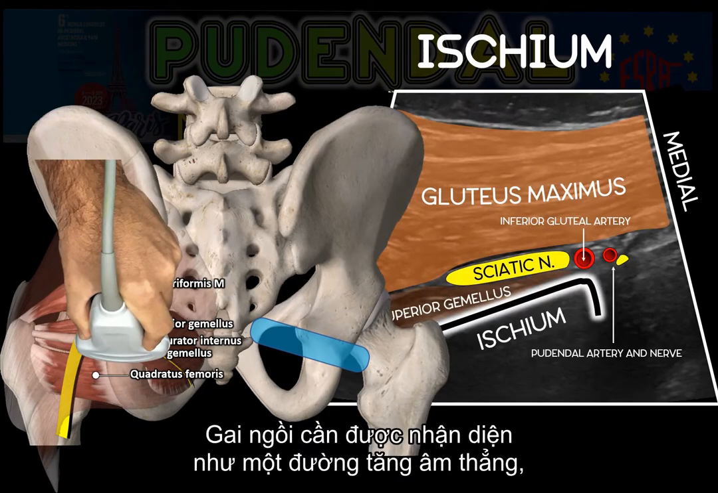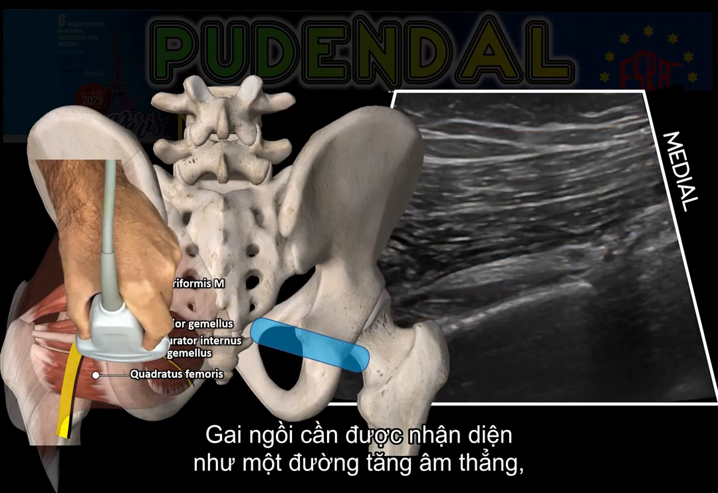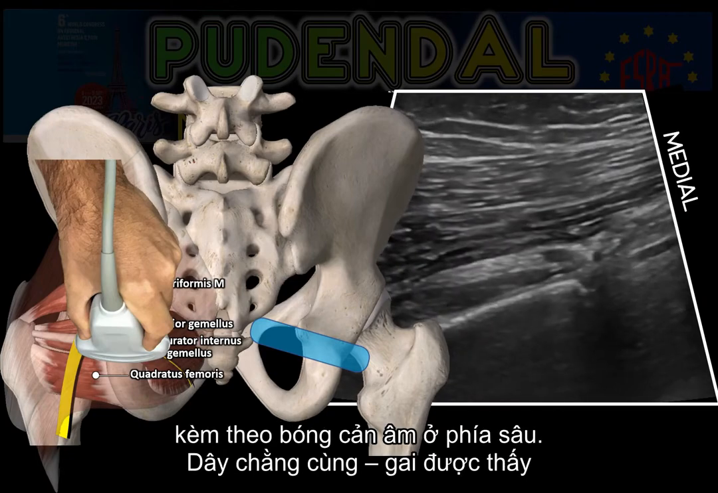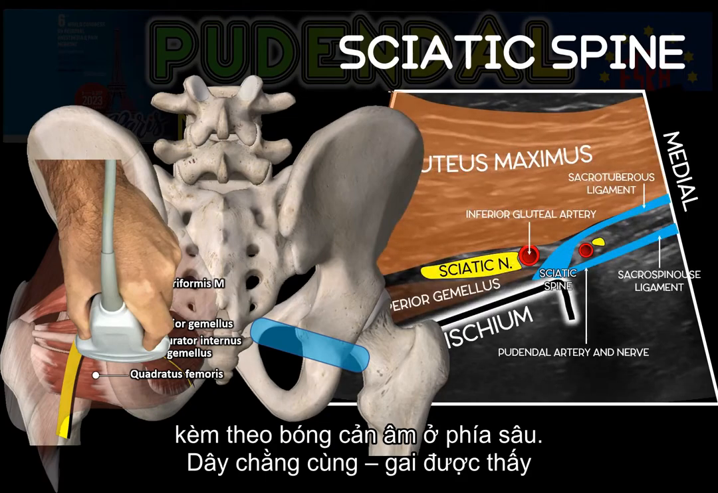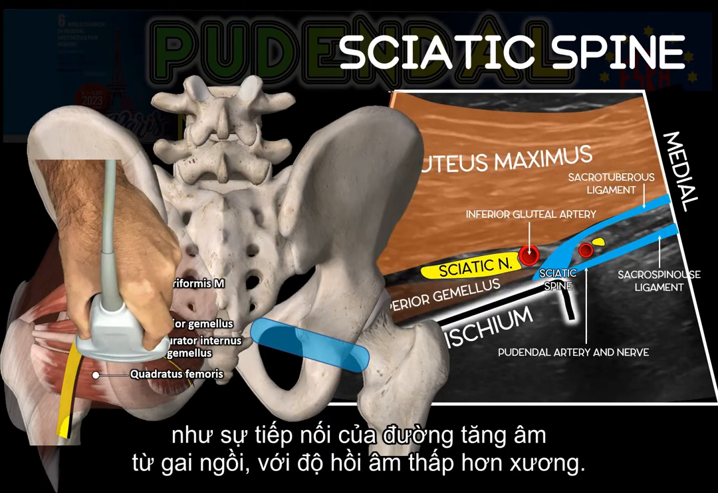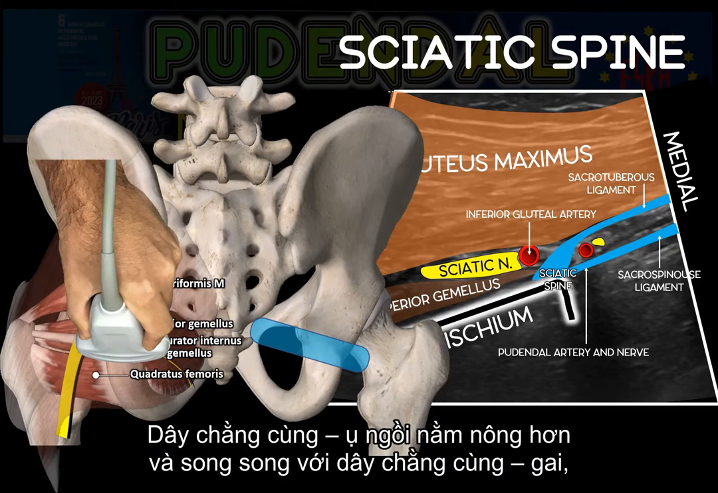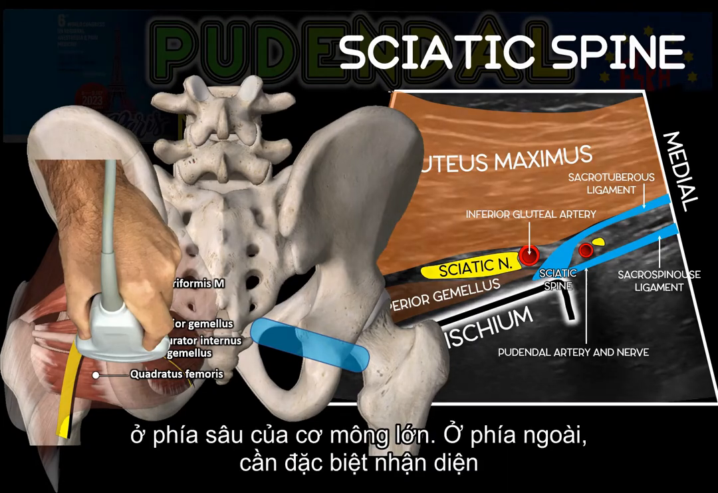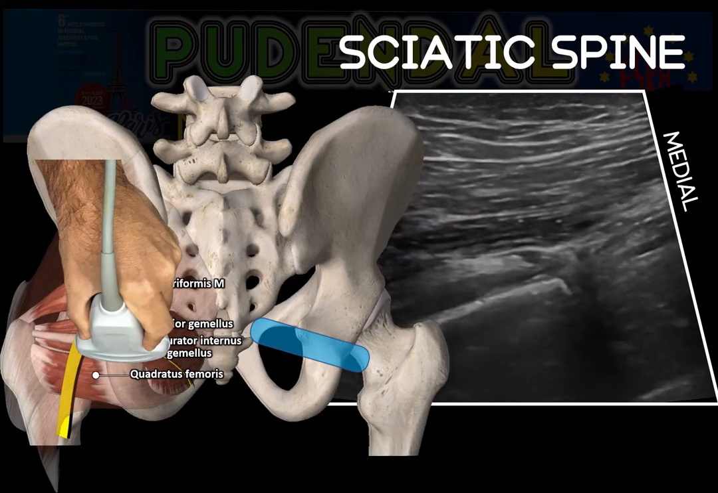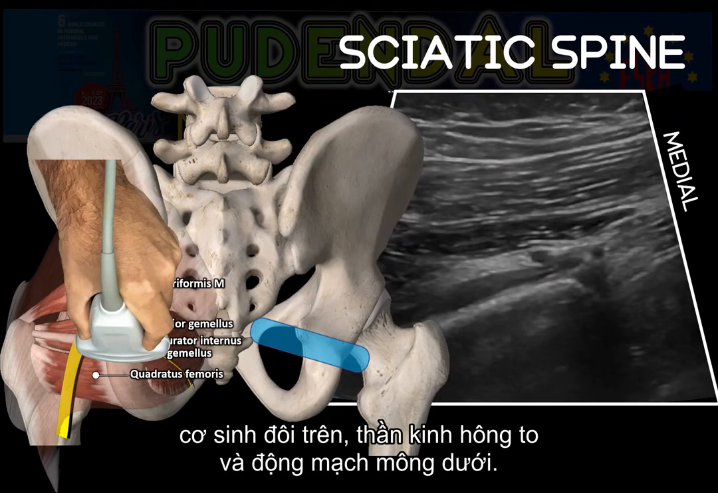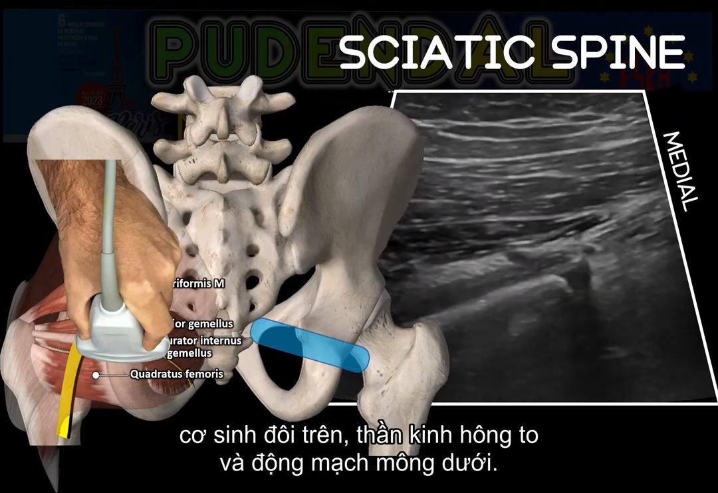The ischial spine must be recognized as a straight hyperechoic line with the acoustic shadow deep to it. The sacrospinous ligament is a continuation of the hyperechoic line of the ischial spine, of lower echogenicity than the bone. The sacrotuberous ligament is superficial and parallel to the sacrospinous ligament, deep to the gluteus maximus. Laterally, it is crucial to recognize the superior gemellus muscle, the sciatic nerve, and the inferior gluteal artery.